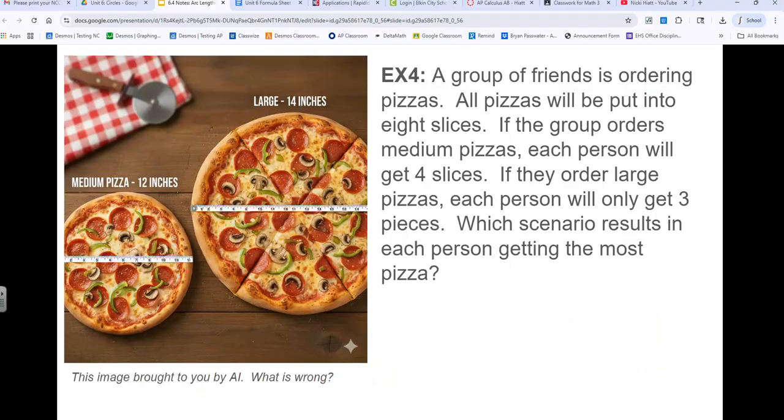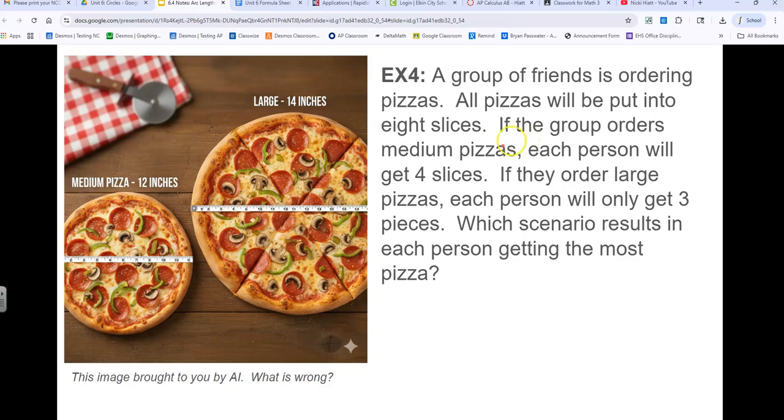So I have an important question that we need to look at here. We have a group of friends ordering pizzas. All pizzas will be cut into 8 slices. If the group orders medium pizzas, each person will get 4 slices. If they order large pizzas, each person will only get 3 slices. Which scenario results in each person getting the most pizza?